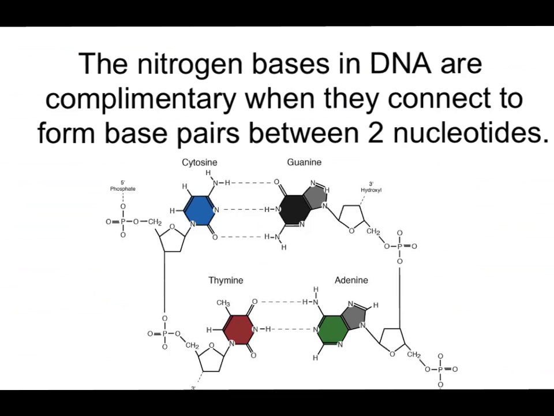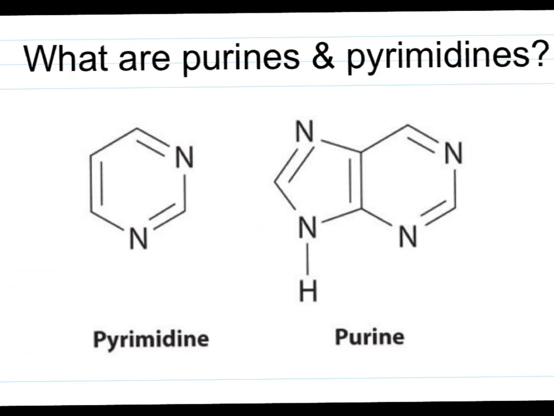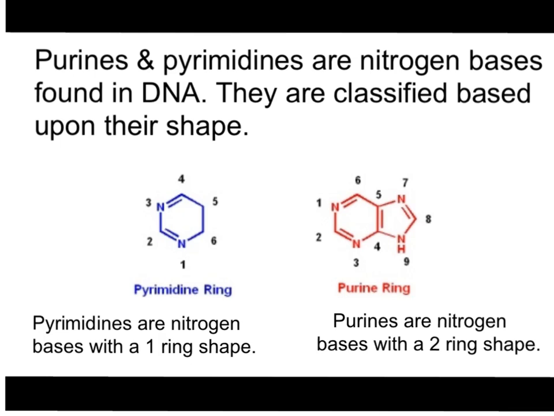So what's the difference between the bases adenine, guanine, thymine, and cytosine? Well, 2 of them are purines and the other 2 are pyrimidines. And what, you might ask, are purines and pyrimidines? Purines and pyrimidines are nitrogen bases found in DNA. They're classified based upon their shape. Pyrimidines are nitrogen bases with a 1-ring shape, while purines are nitrogen bases with a 2-ring shape.